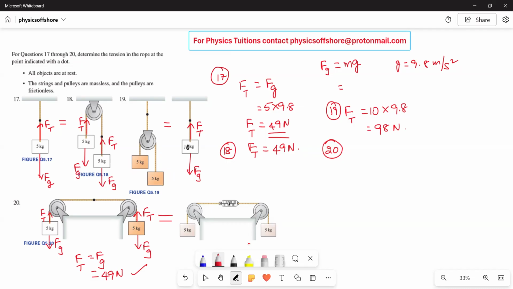But it is an important question. Almost all the examiners will test you. If you say that you study Newton's laws, they test this question. They ask you this question and test your knowledge in this. So again, Ft is equal to 49 newtons is the answer for this question.